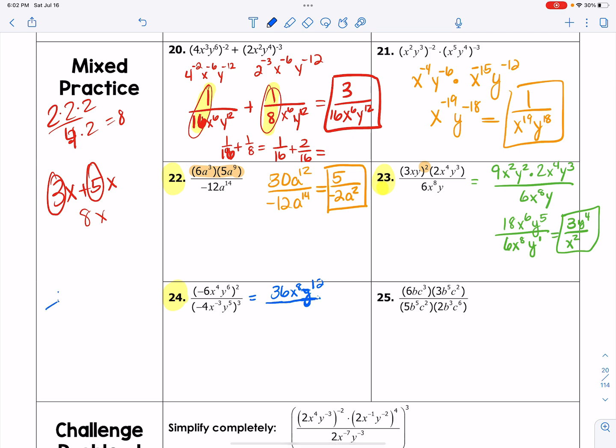Okay, on the bottom, I'm doing a negative 4 times a negative 4 times a negative 4. And so that becomes 16 times a negative 4, which is a negative 64. So I have a negative 64, x to the negative 9, y to the 15. My only negative exponent is that one, so it's going to move. So I'd have 36, x to the 8th, y to the 12th. Why is it just the y to the 12th that it just is angry about?